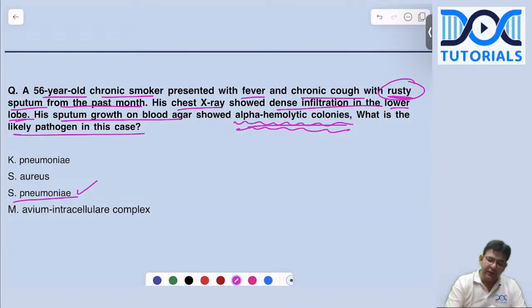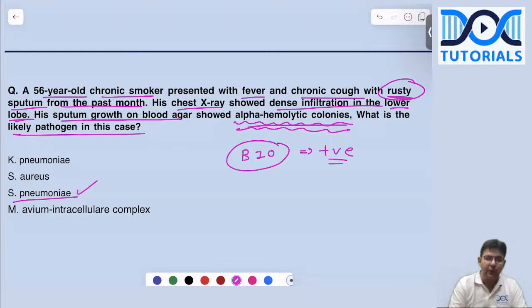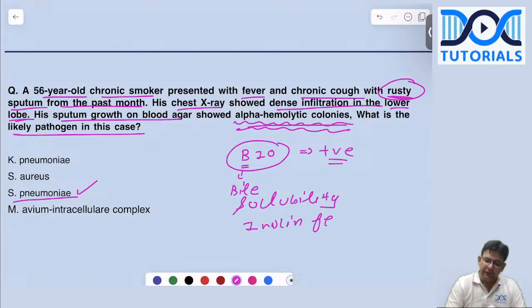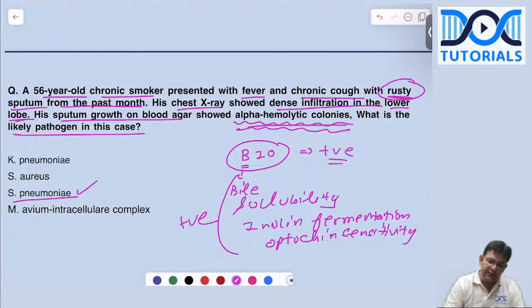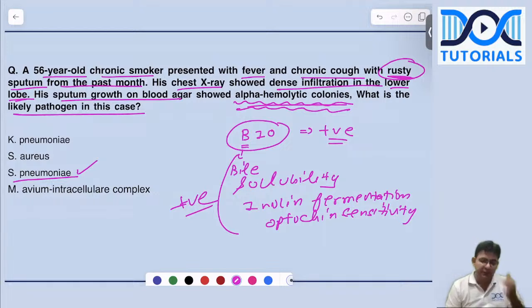And important is that this particular thing is positive in this. What is that? Bile solubility. Inulin fermentation and optochin sensitivity. These all things are observed in the case of pneumococcus. Lanceolate is what? Flame shape. Looks like a flame.